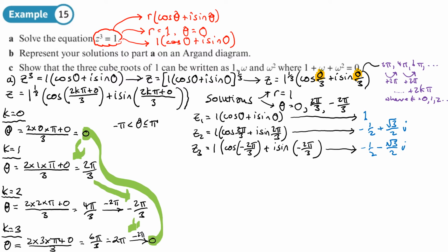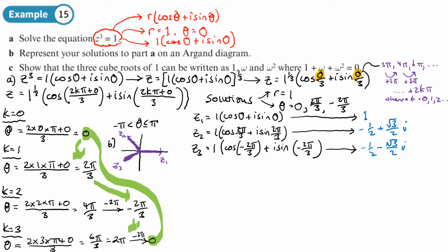Okay, now part B, I have to be careful with space here. I'll do part B over here. I need to represent these on an Argand diagram. So we will have one of them here, that will be Z1, Z2 is going to be over here, and the third one is going to be over here, Z3.